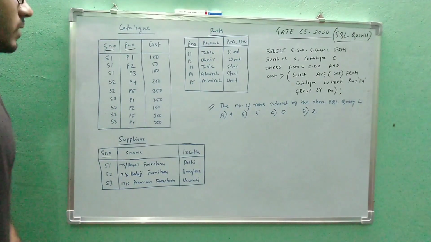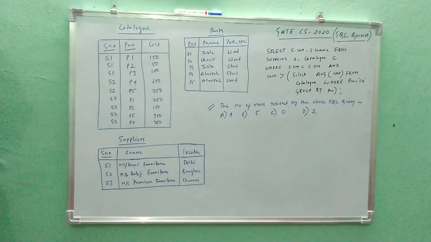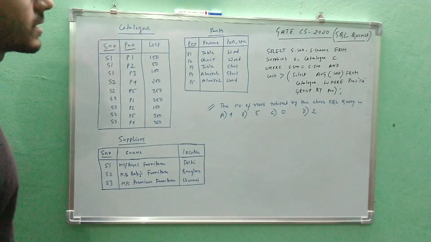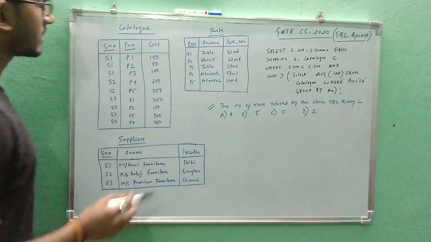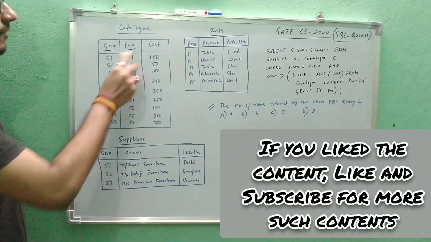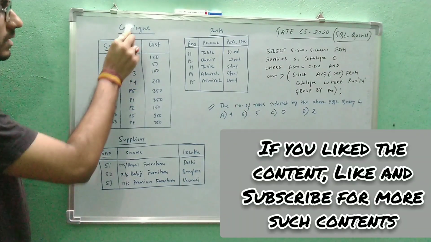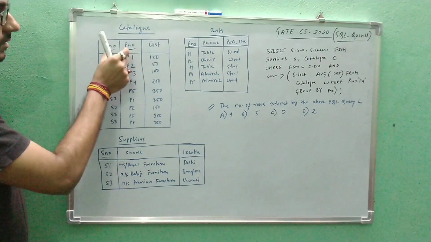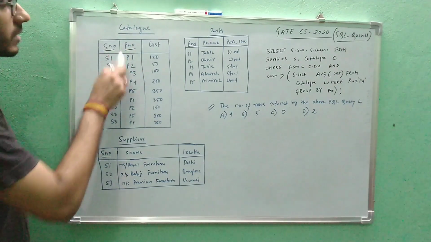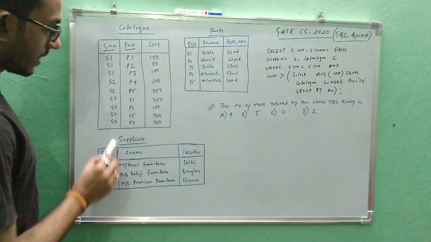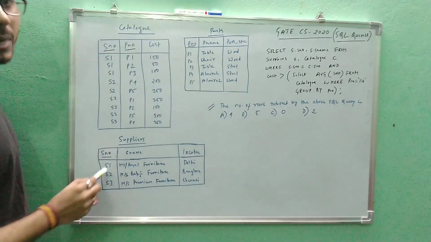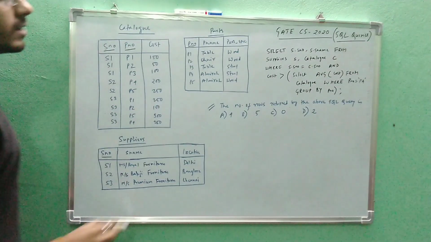Okay, so let's start. It is given in the question that these are the primary keys. I have underlined this. In this catalog table, S number and P number together are the composite key. In the parts table, P number is the primary key, and in the suppliers table, S number is the primary key. Now let us study the question.